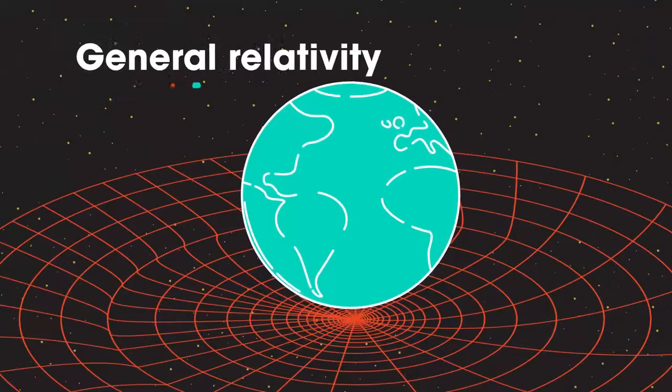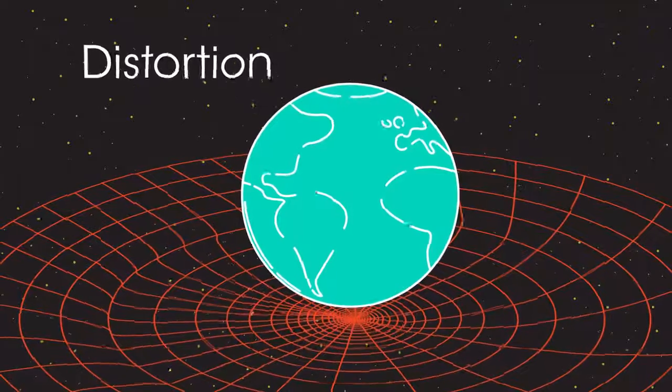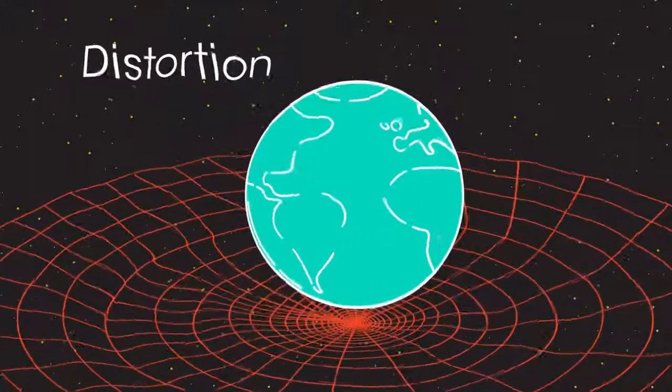Albert Einstein's theory of general relativity was published in 1915. In it, he proposed that massive objects cause a distortion in space-time, which is felt as gravity. But this story is for another day.